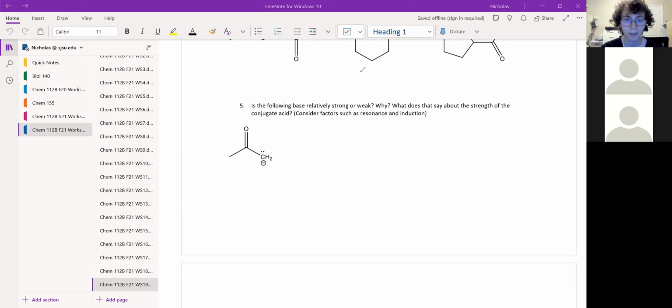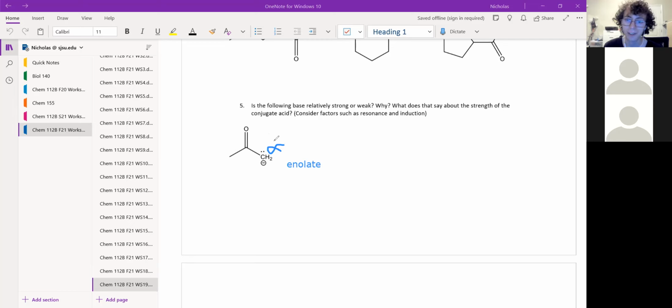Okay. So I think you've talked about this more in class at this point. So this will kind of just be reviewing what you saw there, but this is an enolate. You have a negative carbon, and that carbon is alpha to a carbonyl carbon. So this is an enolate.